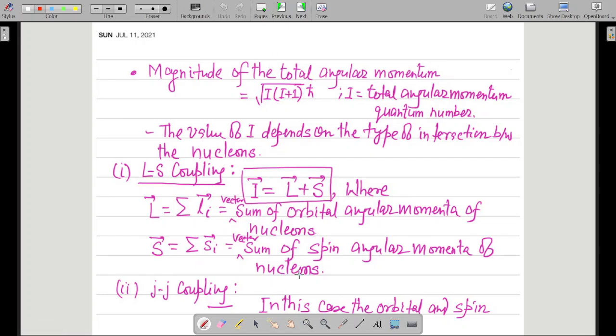Magnitude of the total angular momentum, how is it given? It is given as square root of I into I plus 1.